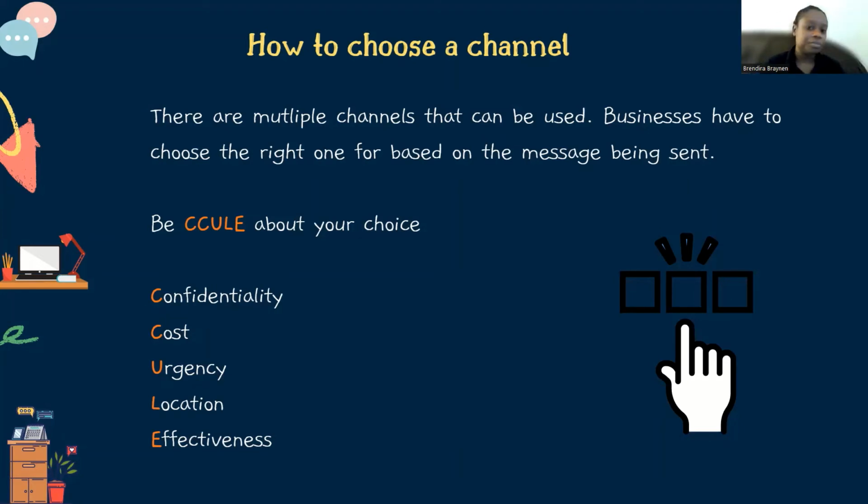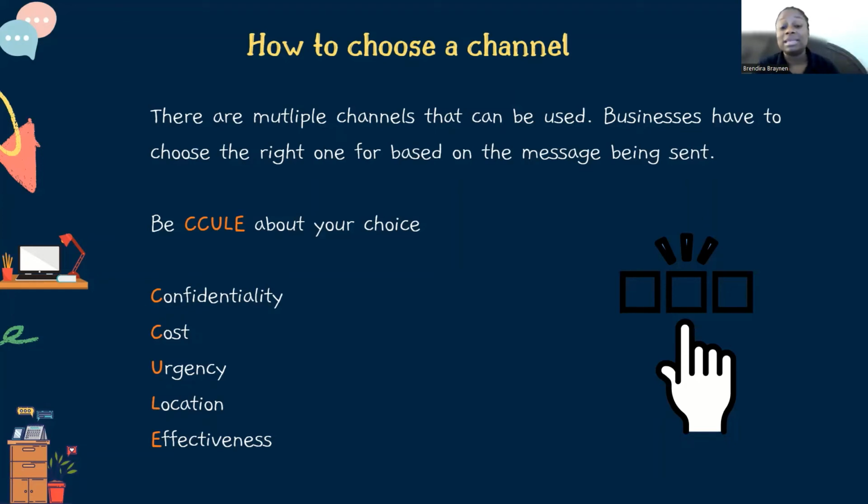Cool. Think about confidentiality. Is this information that everybody needs to know? Because if it is, then it's okay for me to post it on social media. However, if it's specific and not everybody should know, it should be confidential, then maybe I want to send it to whoever needs to know only. That will help me to pick the right channel, knowing how confidential the information is.